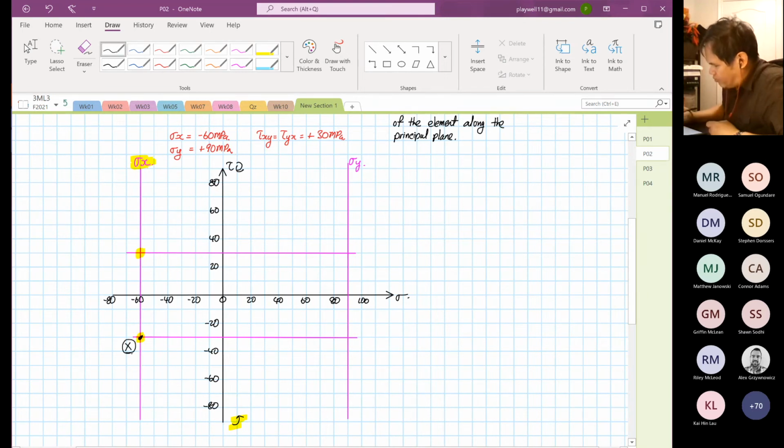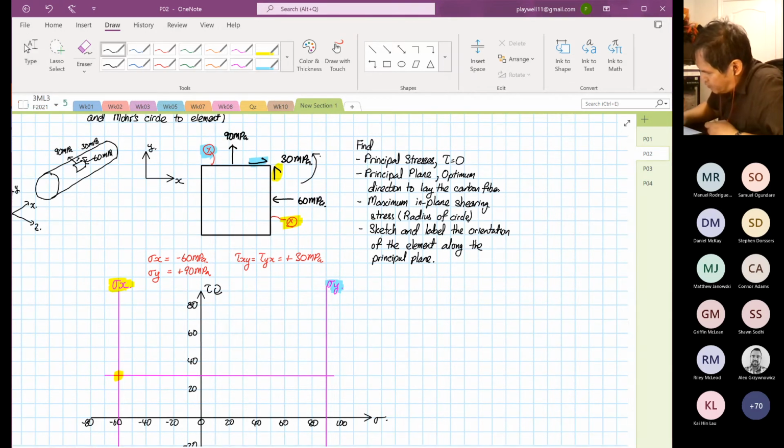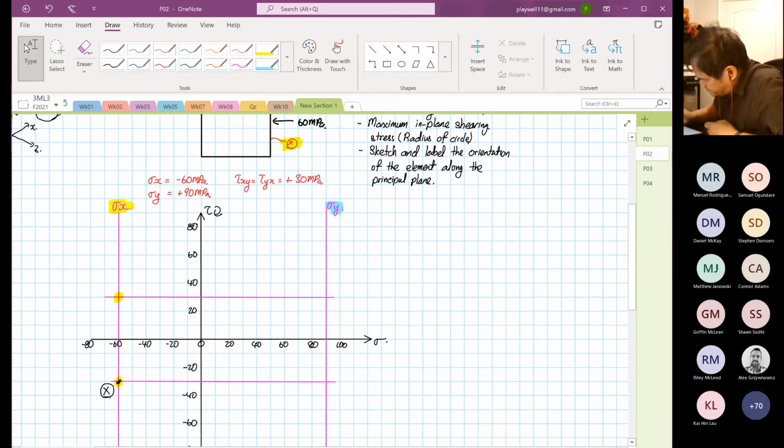Now you look at your point Y. Point Y, highlighted in blue, is your stress Y line. So you also have a shear stress of 30. Now the 30 is inducing a clockwise rotation, so it's on top. So this is your point Y. So once you have this, you can draw a straight line.